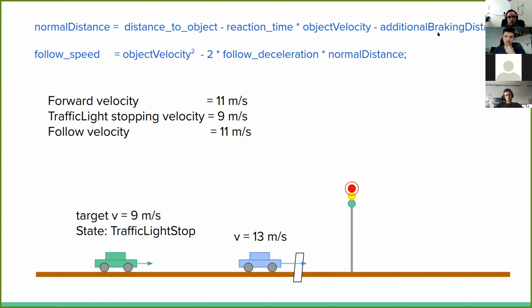subtract additional braking distance. So when the car is moving faster, this normal distance that is named here, the normal distance we want to keep with another car, will be bigger. When it's slower, then it will be smaller. And based on this normal distance, we input it into this equation, and we calculate our speed needed for follow mode.